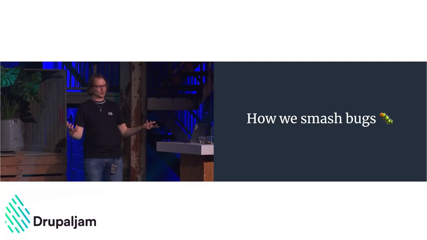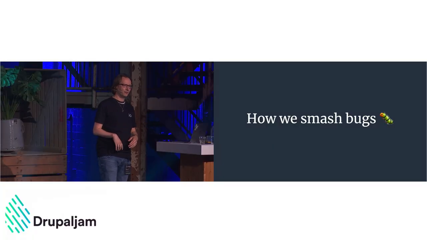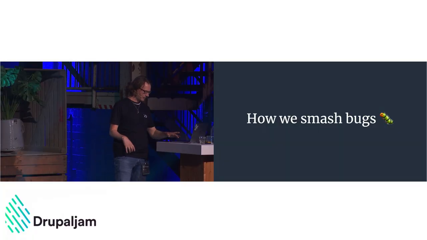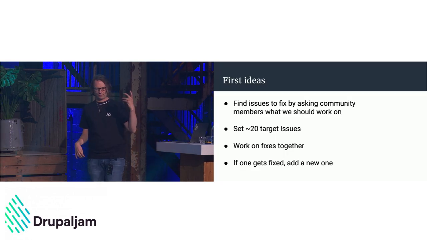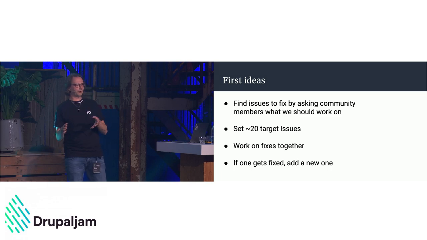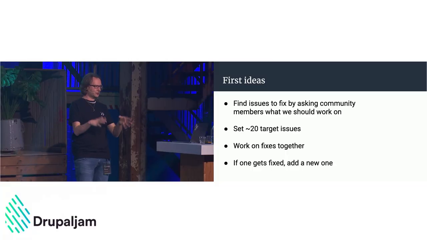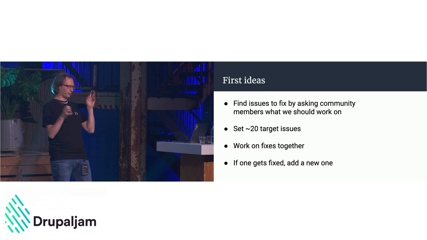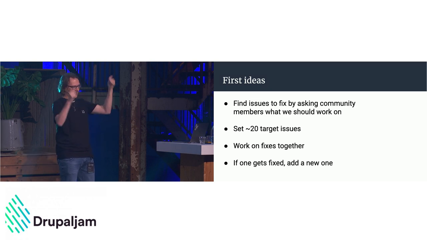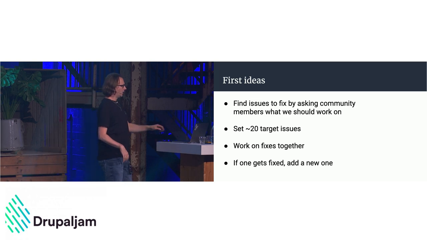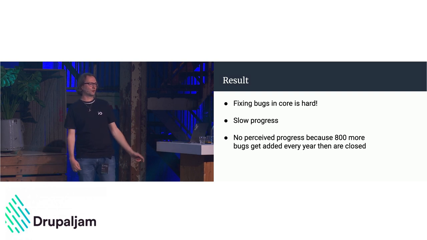Then you have to come up with a system. Every initiative will find a way to do their thing. For the Bugsmash initiative, the first idea was we take about 20 bugs, and we have a dedicated group of people, some of them very knowledgeable about working on Drupal and core, and some new people that want to learn. We focus on those 20 bugs and fix them. When we fix one, we get a new one in, and we keep fixing bugs. And yay, everything will be great. Turns out that fixing bugs in Drupal core is really, really hard, and it goes really, really slow.